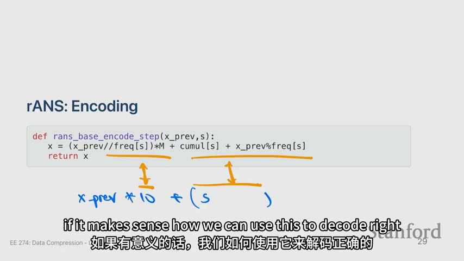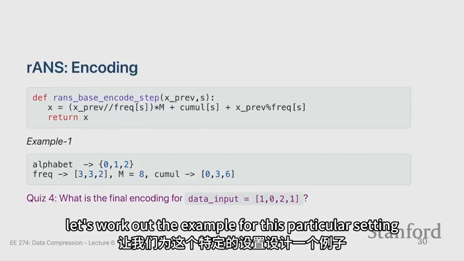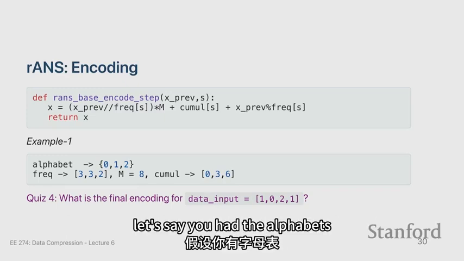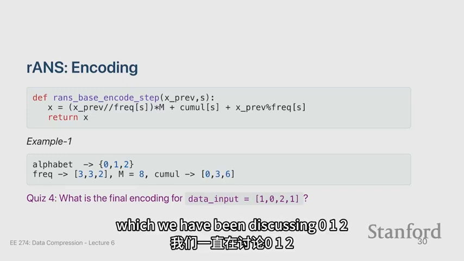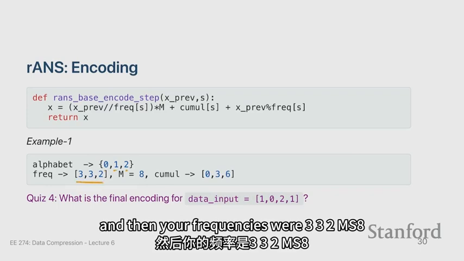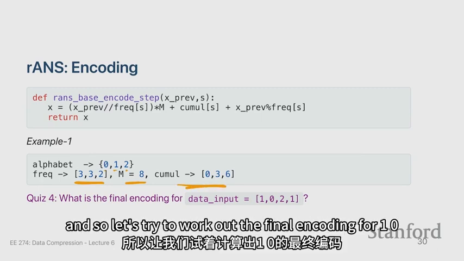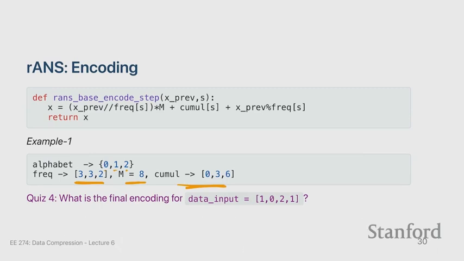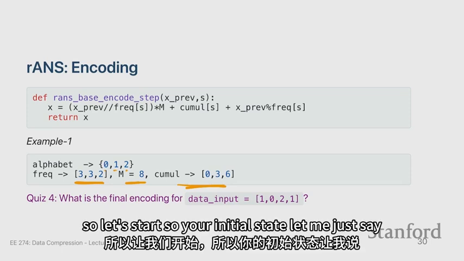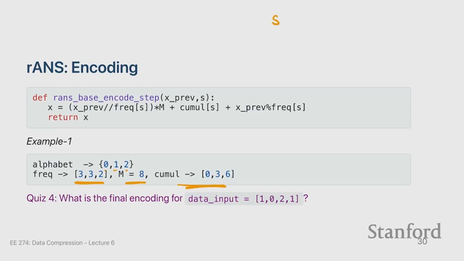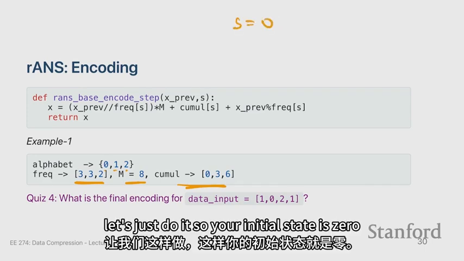Let's work out some examples and then we'll see how we can use this to decode. Let's work out the example for this particular setting where you have the alphabet we have been discussing, 0, 1, 2. Your frequencies are 3, 3, 2, M is 8, and the cumulative probabilities are these. Let's try to work out the final encoding for 1, 0, 2, 1. So your initial state is 0.